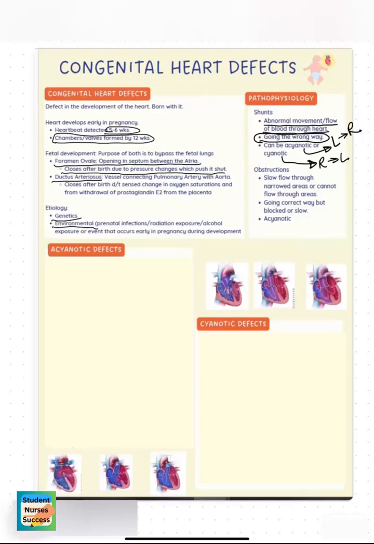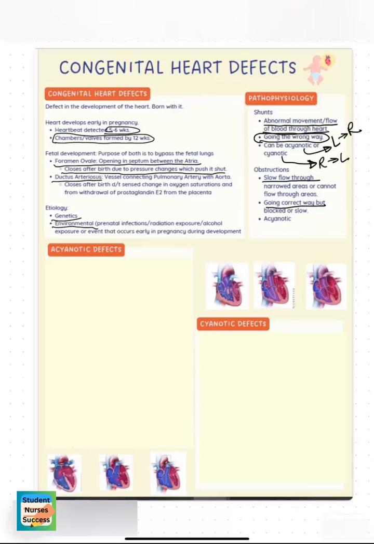Now we also have obstructions. Obstructions means that there is slow flow through narrowed areas of the heart, or perhaps there's not even flow through an area of the heart. It's completely obstructed. So although it's going the correct way, it starts to get backed up or slow. So it's narrowed, and so the blood will actually start to back up with obstructions. With obstructions, the amount of flow going through is decreased and not sufficient.